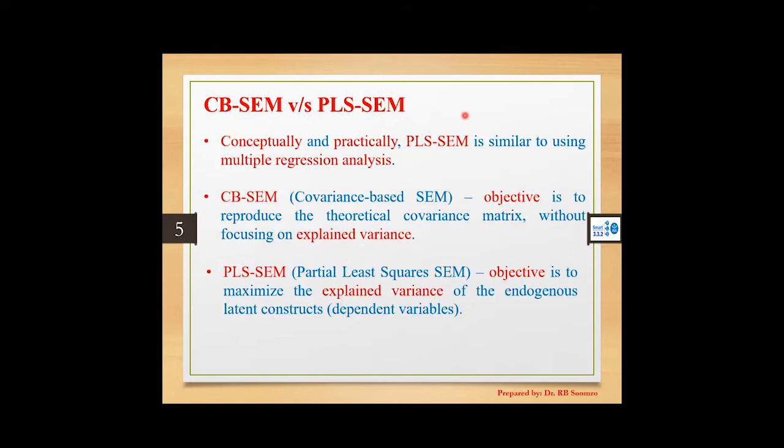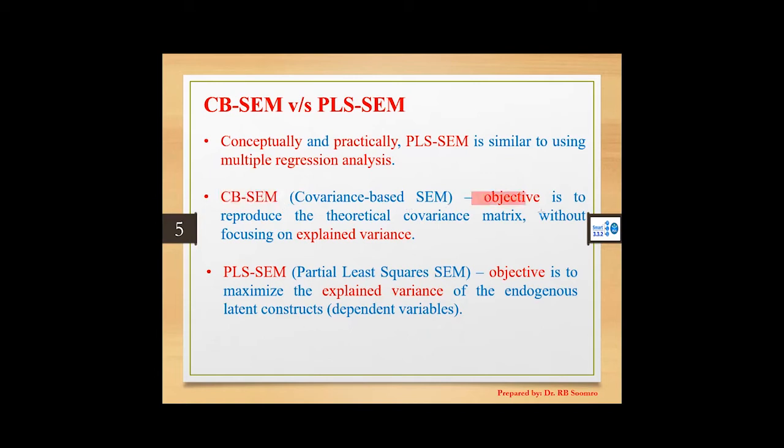Conceptually and practically, PLS is similar to using multiple regression, because CB structural equation modeling may be PLS or it may be covariance-based, like AMOS. Both are basically second generation approaches. In the first generation approach, we normally apply regression, multiple regression, as it is written here, and factor analysis. The second generation approaches are also using these two, multiple regression as well as factor analysis.